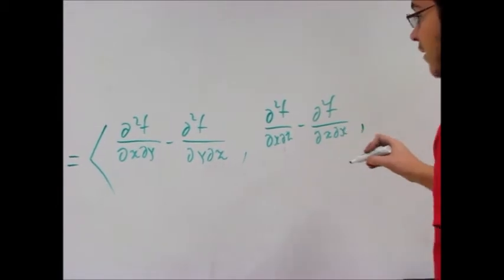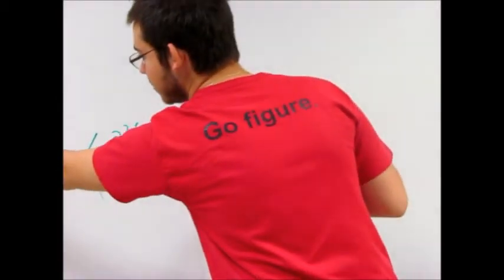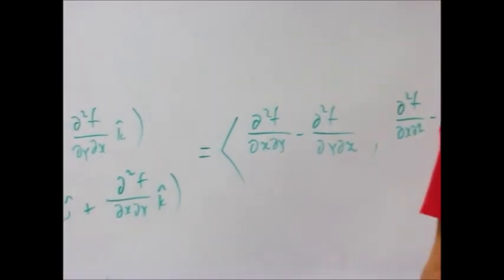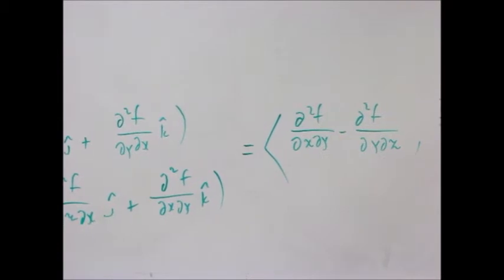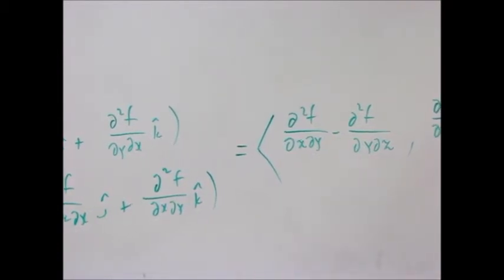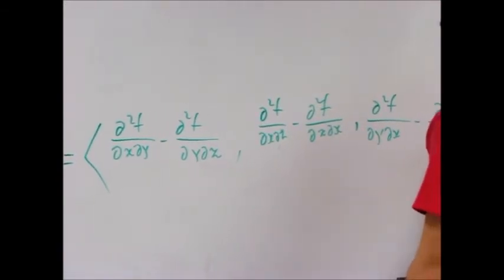And then this last k component, which is going to be what? Partial second order with respect to y, then x, minus second order partial with respect to x, and then y.